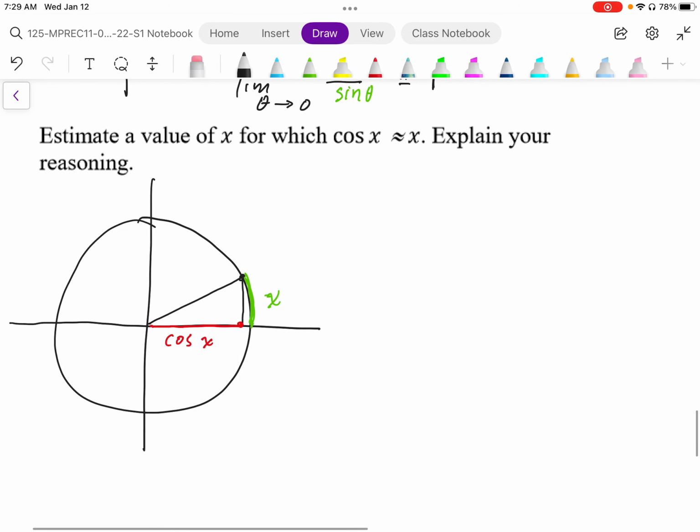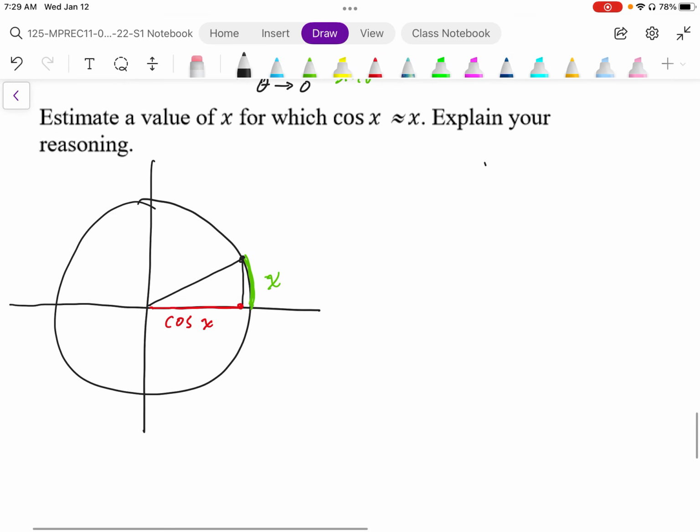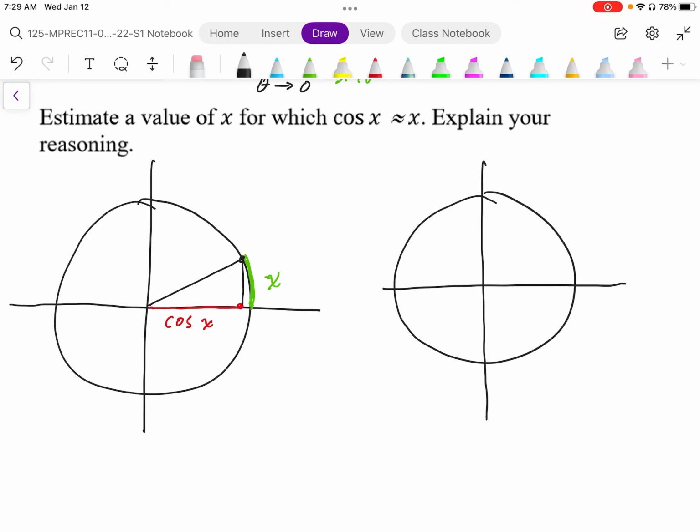We could do the same thing for cosine, but the cosine is a little bit different because we're comparing the horizontal value cos to the arc value x. So in this case here, we would have to kind of estimate. If I draw it here, I can see that x is definitely longer than cos, but if I want them to be approximately the same, I can sketch another diagram here. And to make the horizontal value similar to the arc value, it's probably going to be somewhere around here, close to 45 degrees.